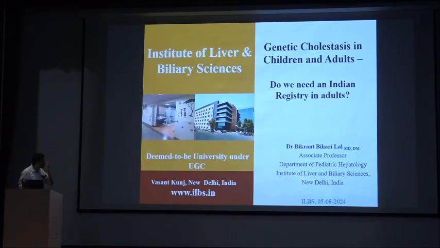We'll have come to something which is relatively simpler. So the topic that I have been given for today is genetic cholestasis in children and adults. That is the easier part. The second part is, do we need an Indian registry in adults? I think that is difficult to answer, but let's see how it goes.